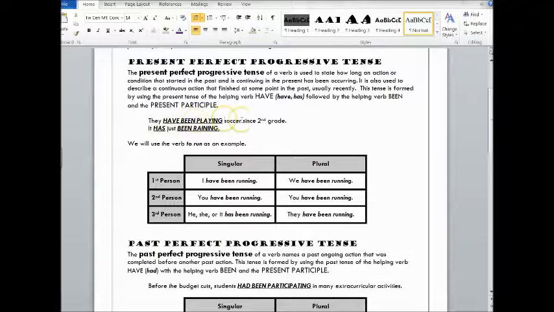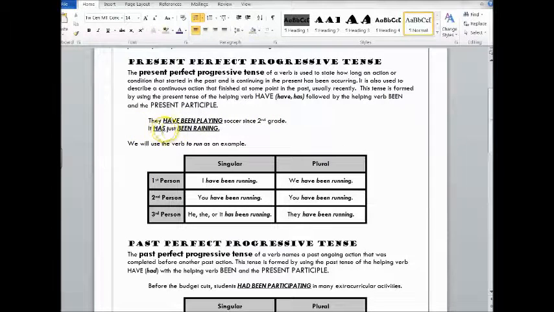They have been playing soccer since second grade. So they're still playing soccer, but it started in the past, so we use present perfect progressive. Have been playing since second grade tells us how long. How long have you been doing something? That's when you use this tense.